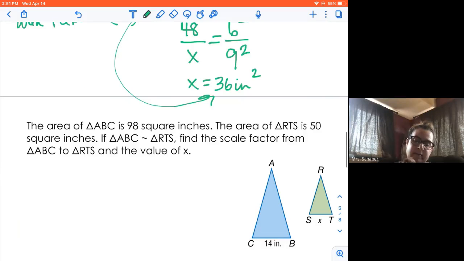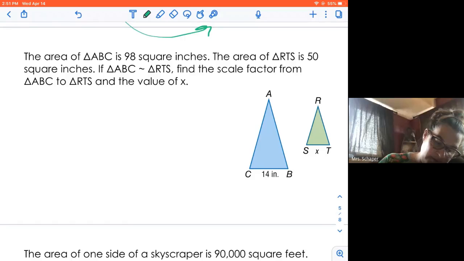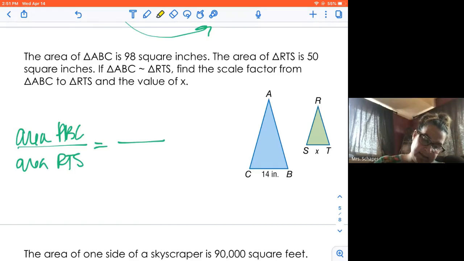All right, the area of ABC is 98 square inches. So I'm going to write out my formula. Area of ABC is to the area of RTS as, let's see here, BC will correspond to TS. BC corresponds to TS. Yep, I just had to verify that those connect. Is equal to BC over X squared.